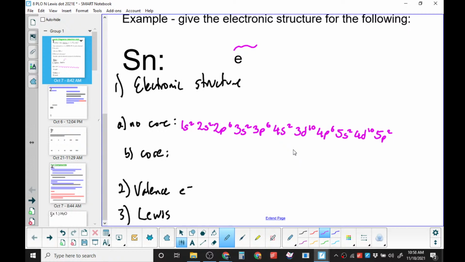For the next one, I'll call someone at random. Where do we put the core? Daisy. Which one? Krypton. So, Krypton. And how much of this do we get rid of? At what point do we start? Shh, I'm trying to hear Daisy. So, 5s2. Excellent.